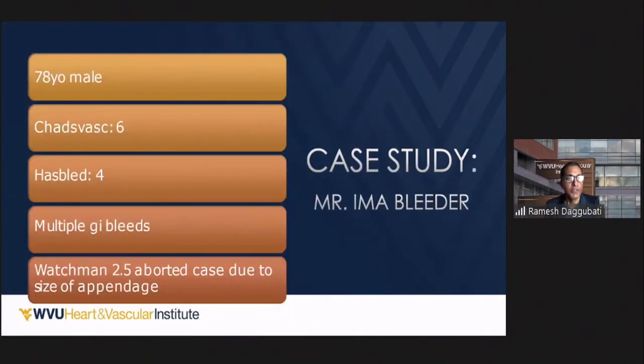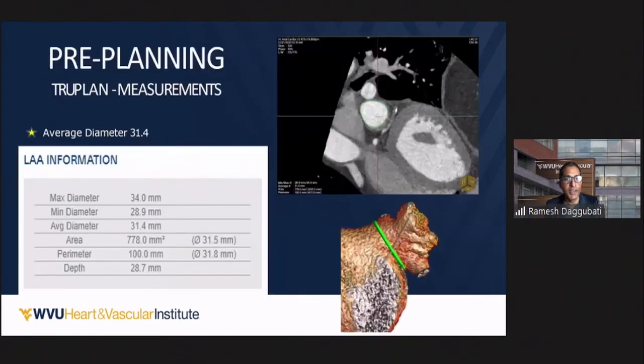Okay. So here is a 78-year-old with a CHA2DS2-VASc of 6 and a HAS-BLED score of 4 and multiple GI bleeds, and the 2.5 WATCHMAN was aborted in the past due to the size of the appendage. So we sent this patient for a CT because we had already attempted one time with the TEE-guided regular WATCHMAN. On CT TruPlan, the average diameter came out at 31.4. With the WATCHMAN Flex, we thought maybe we could attempt this based on the TruPlan. That's how CT scan helped in this particular patient.